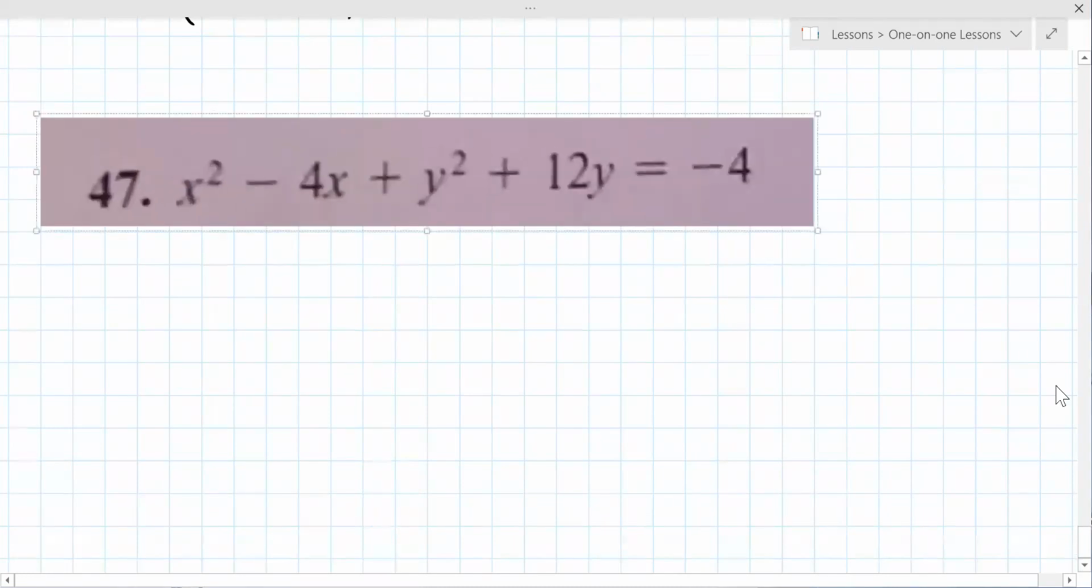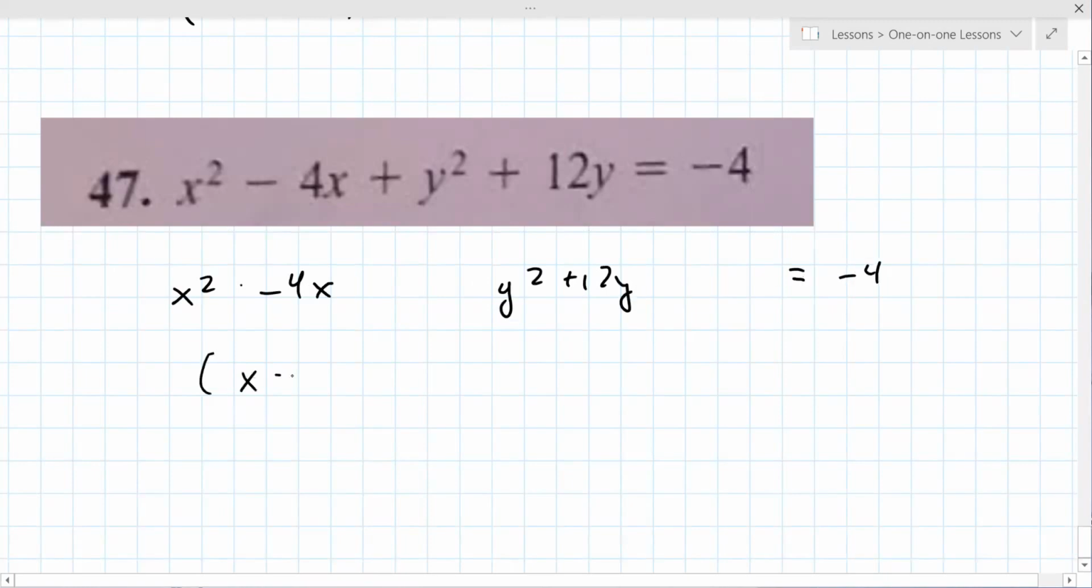All right, on number 47. We have x squared minus 4x, leave a space, y squared plus 12y, leave a space, equals -4. So this becomes (x minus 2) squared. 2 is half of 4, squared. Then you put a +4 and a +4.